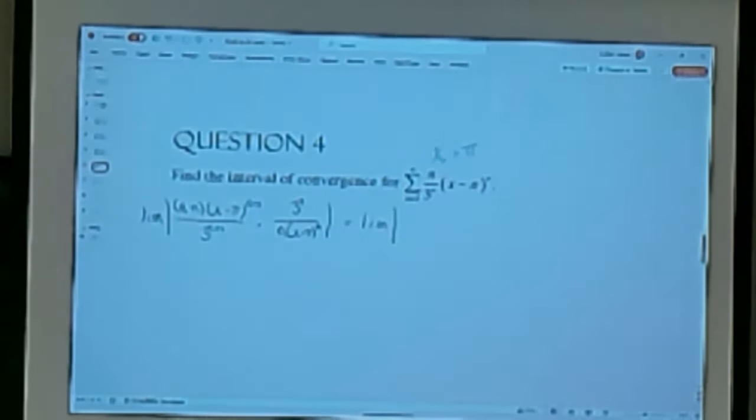x minus pi times n plus 1 over 3 to the power of n plus 1, over just n. Okay. The absolute value of x minus pi is a constant. We're left with that. What is that limit?